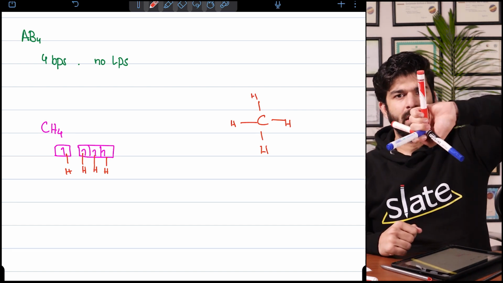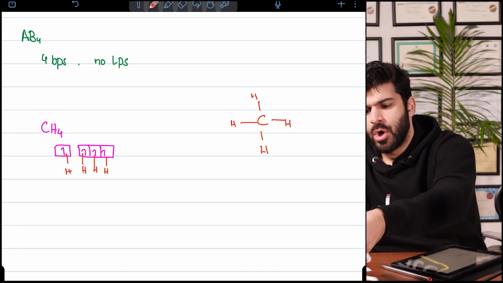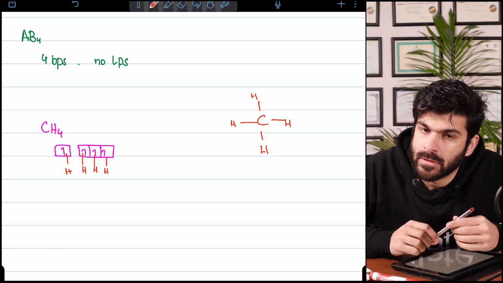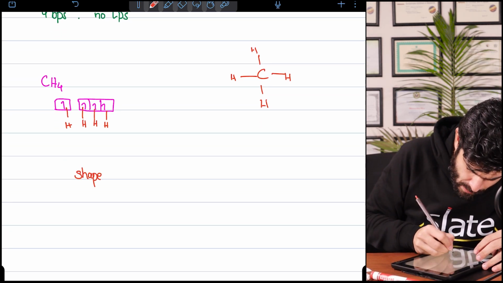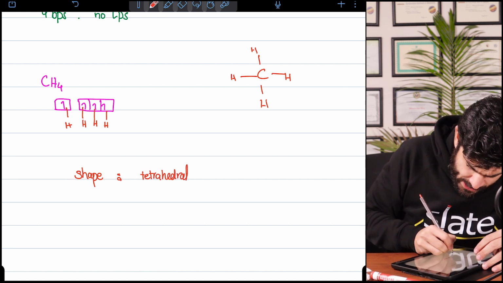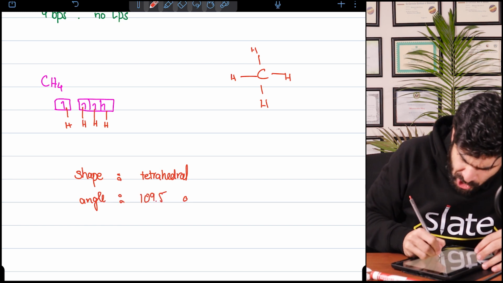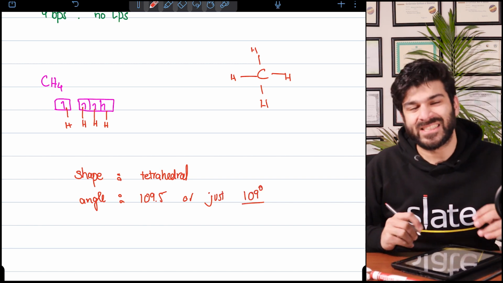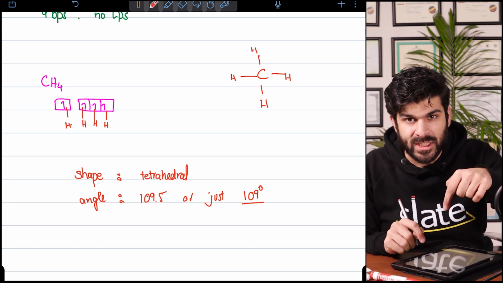So shape, angle. And the angle would be not like this, but all the bonds in AB4 would have a similar angle. And the shape would be tetrahedral. And the angle would be 109.5, or just, you can write 109 degree. That's the angle. All the bonds are similarly distanced with this angle.